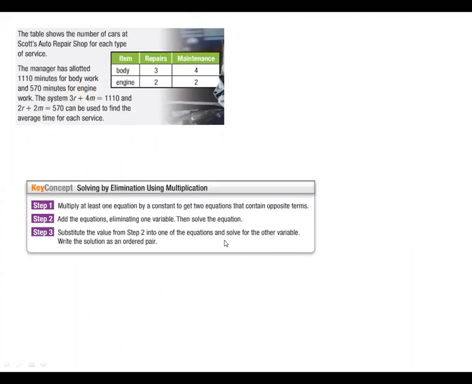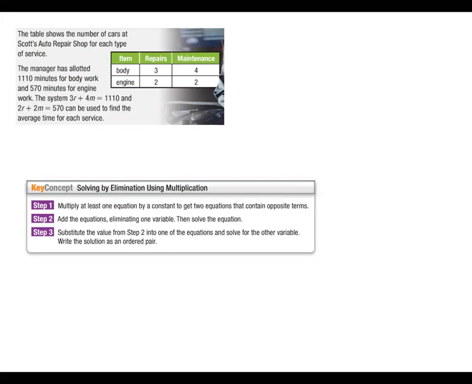So this table shows the number of cars at Scott's Auto Repair for each type of service. The manager has allotted 1,110 minutes for body work and 570 minutes for engine work. The system 3R plus 4M equals 1,110 and 2R plus 2M equals 570 can be used to find the average time for each service.